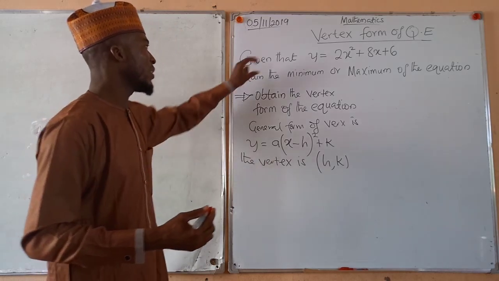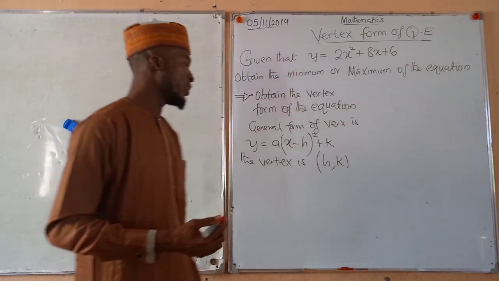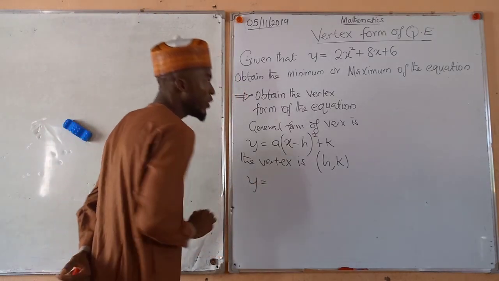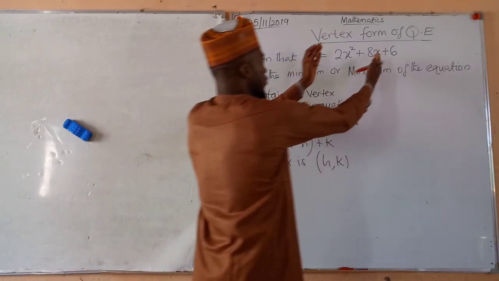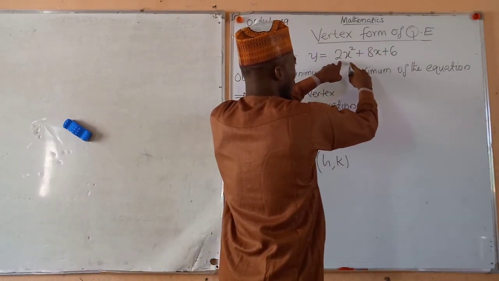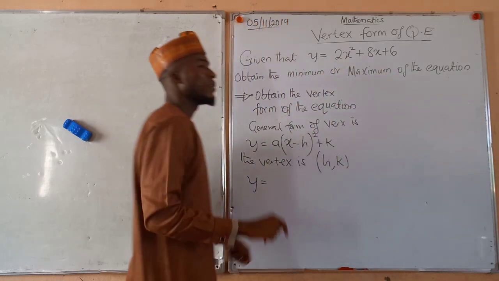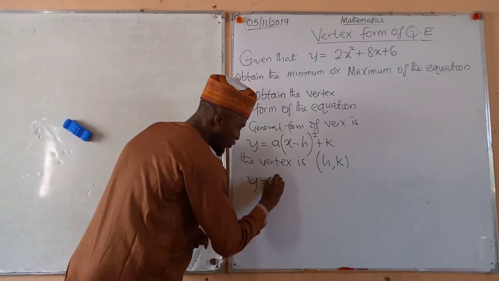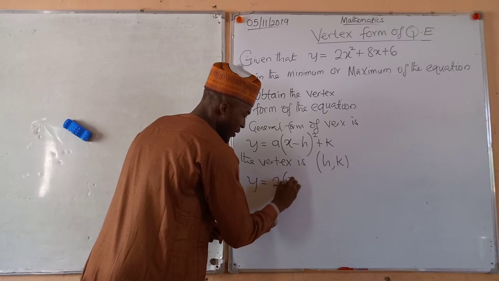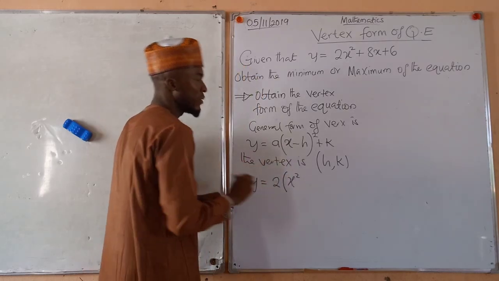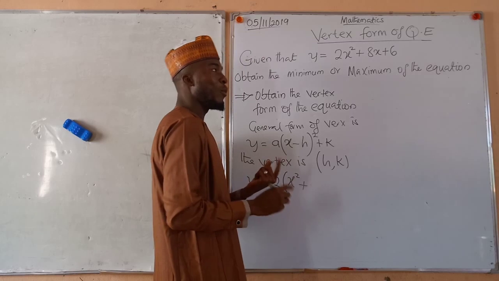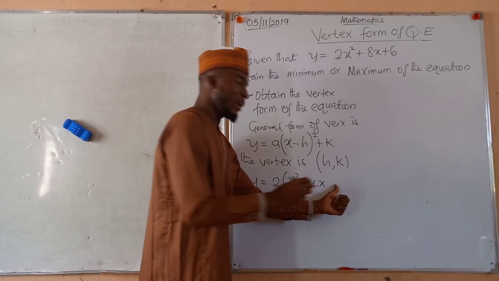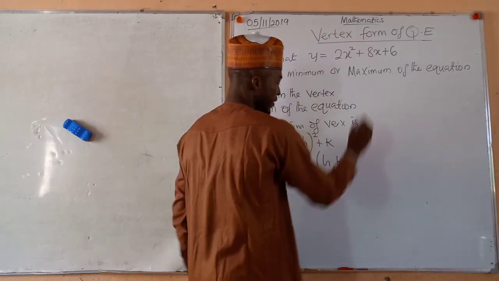So now we need to convert this particular quadratic function into vertex form. To do that, we say y equals, we factorize these two terms. What do they have in common? They have 2 in common. So 2 in bracket of x squared plus 4x, because we have factorized 2 out of it. Then you add the last term, which is 6.